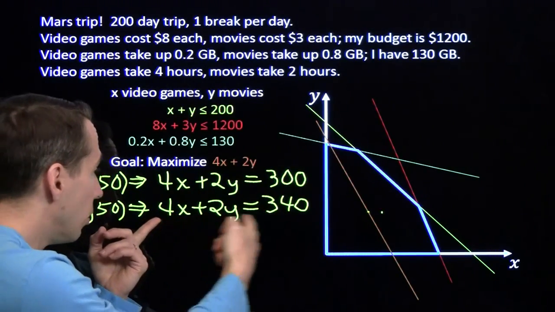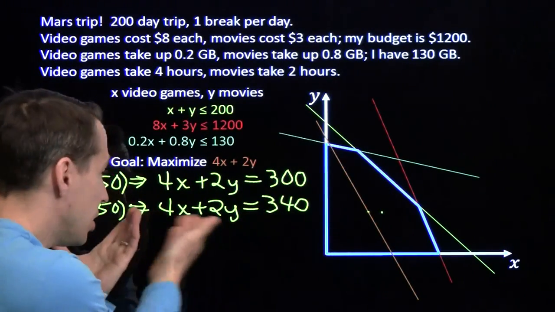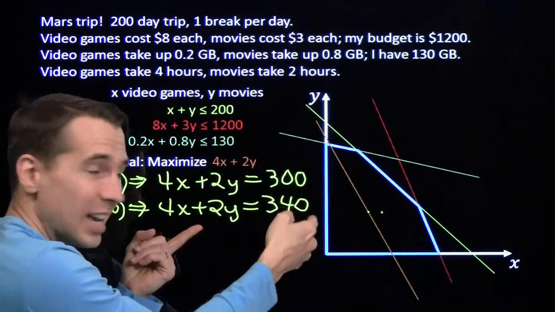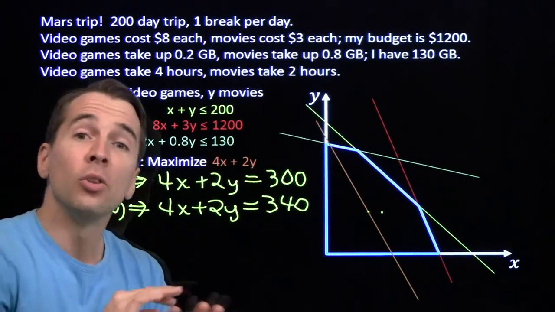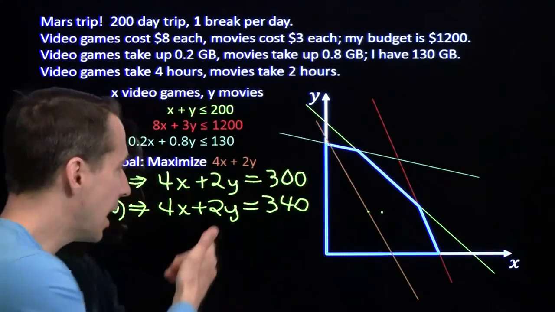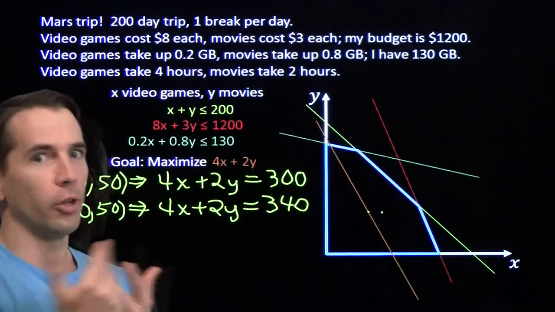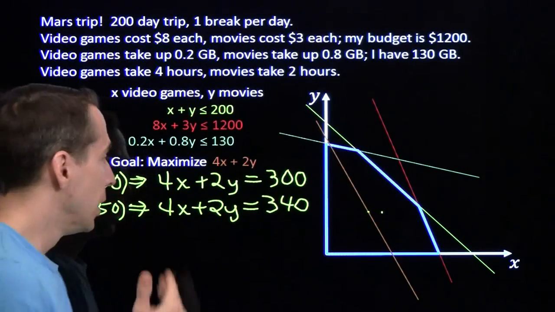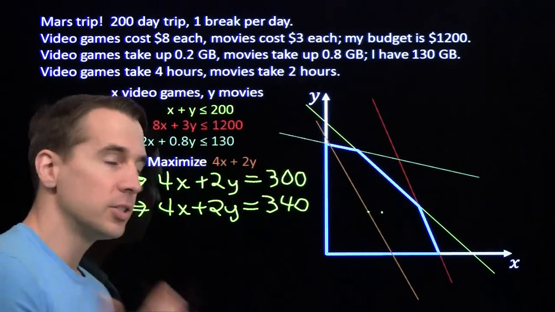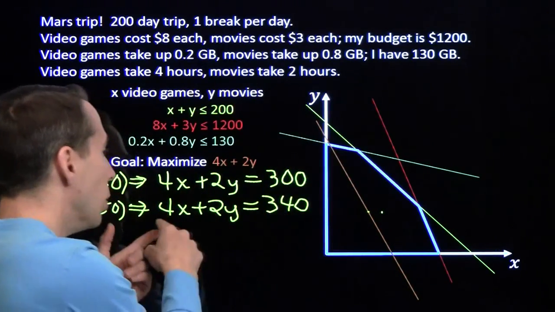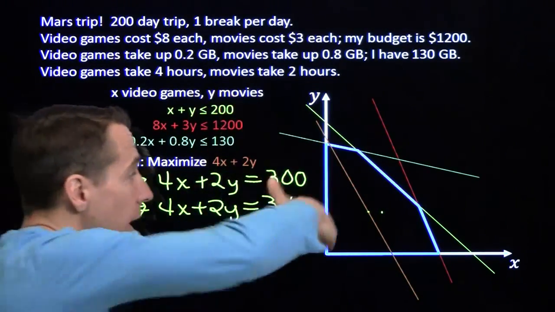Now for this one, 4x plus 2y equals 340, the slope is still the same. I haven't changed the coefficients of x or y. I've just changed this out here. All the lines that are 4x plus 2y equals something, those all have slope -2. You can see that by just solving for y. Subtract the 4x, you get 2y equals something minus 4x. Divide by 2. You get y equals minus 2x plus something divided by 2. Minus 2x, the slope is still -2. So all the lines that look like 4x plus 2y equals something, they're all parallel.